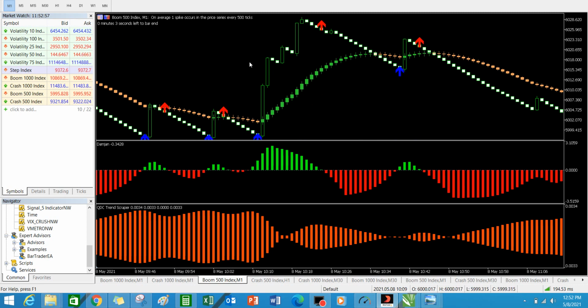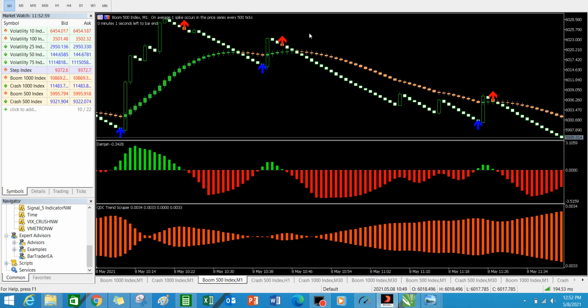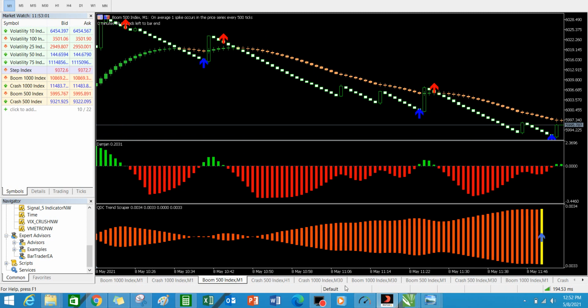This is what is called a pullback. Okay, but it might not be strong enough to change the trend of the market. That is why we are still seeing reds. You can see that it is not strong enough to change the trend of the market, and right now this is where the trend is ending. So I'm going to highlight that again. So we should be getting ready for an uptrend. Okay, that is the way it works.